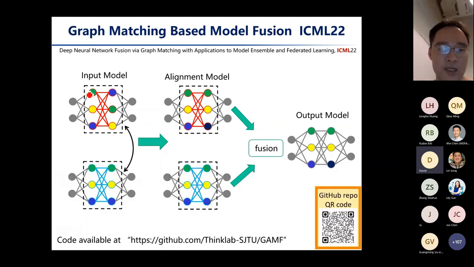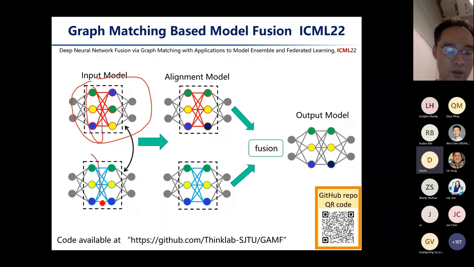So given two identical model structures that are trained by different users, especially in the federated learning setting, the users cannot share the data, but they can share the model trained on their own data. So the problem is, can we fuse the model parameters? Even though they are identical, the node permutation can be random. So we try to find the node correspondence, which can be formulated as a graph matching problem.